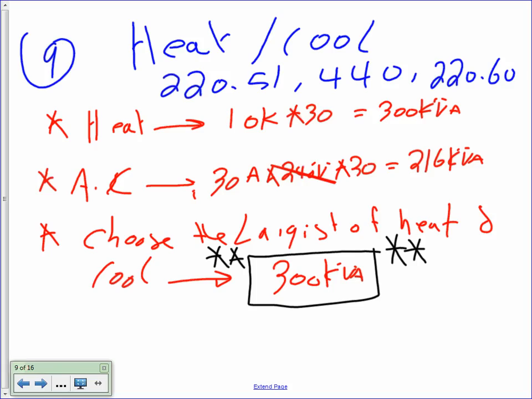Okay. So that's my heat. Any comments, guys? Any questions about the heat? So you pick the largest, 300 kVA, 216. Which one is the largest? We pick the largest, and we move on.